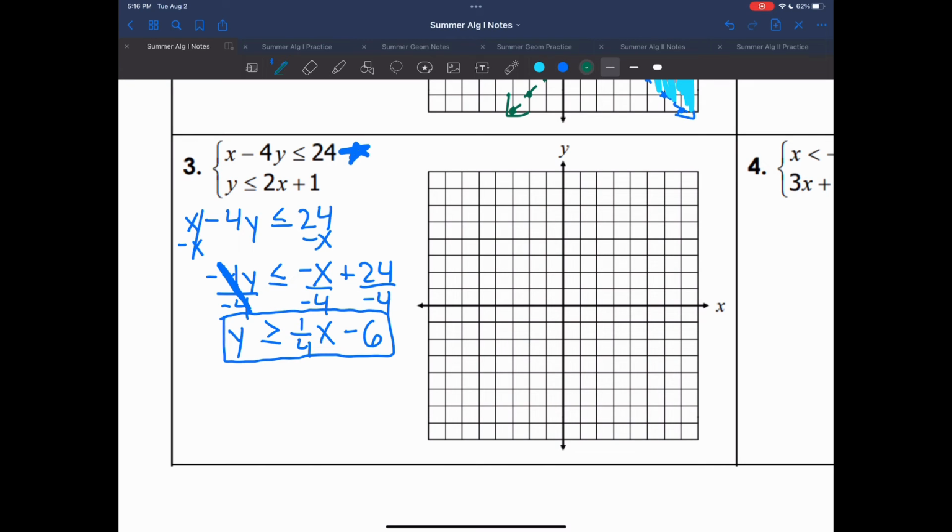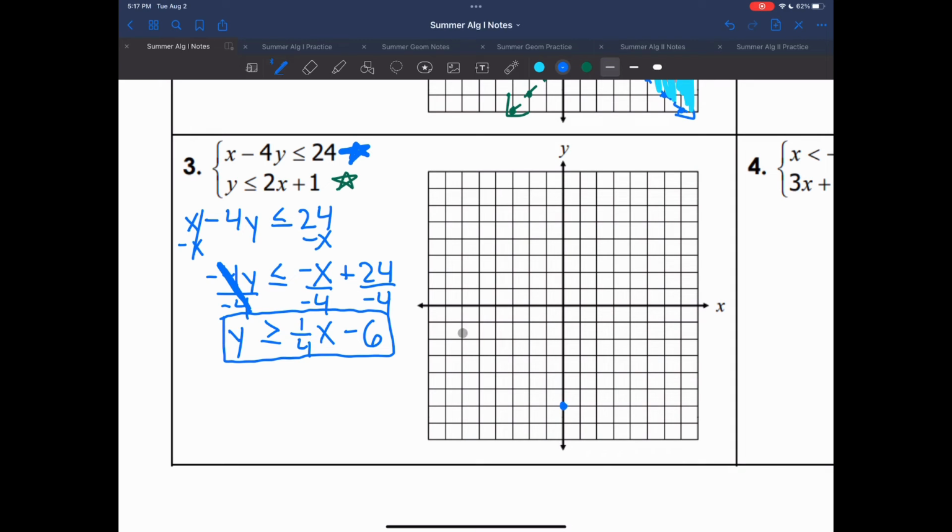Let's go ahead and get the other one. Oh wait, the other one is in slope-intercept form. That makes things nice. Let's go ahead and graph them. I'll graph the top one, which is down here, first. So I'm going to graph this negative 6: 1, 2, 3, 4, 5, 6. There we go.